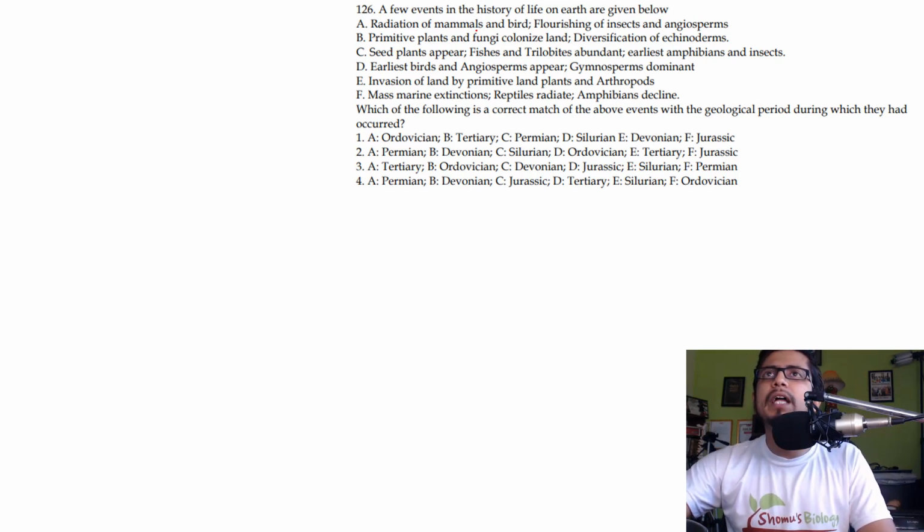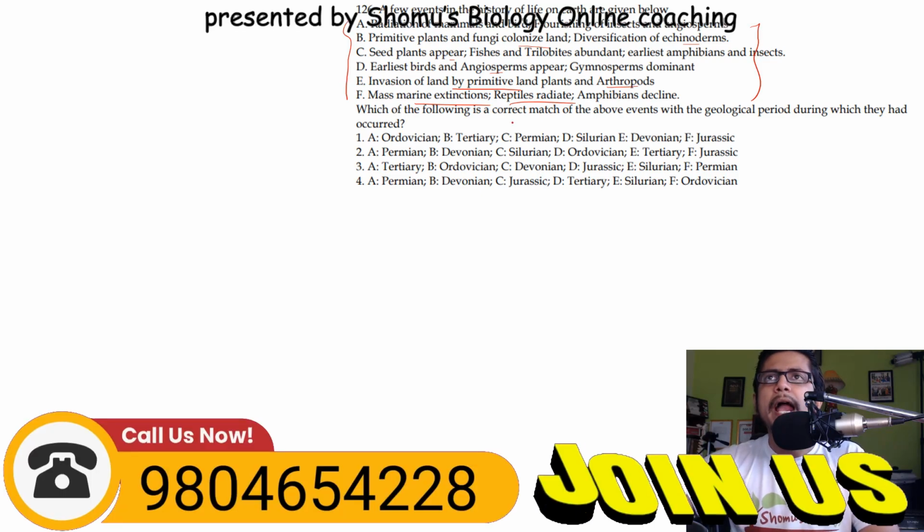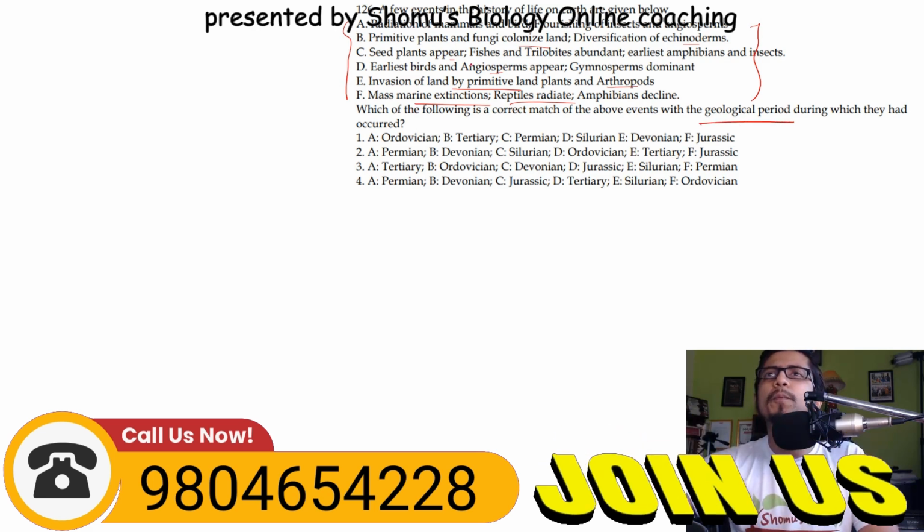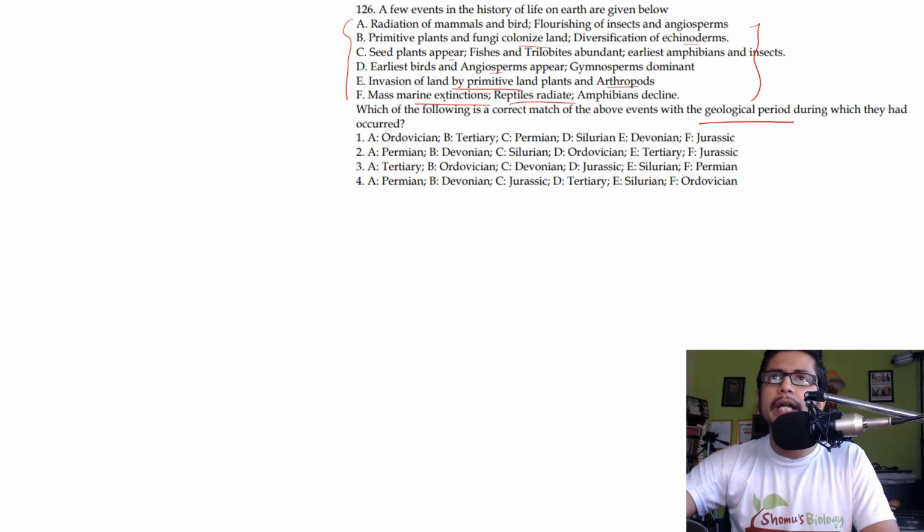A few events in the history of life on earth are given below. A, radiation of mammals and birds, flourishing of insects and angiosperms. B, primitive plants and fungi colonize land, diversification of echinoderms, seed plants appear, earliest birds and angiosperms appear, invasion of land by primitive plants and arthropods, mass marine extinction, reptiles radiate, and so on. So many different situations are provided, and they also provide different time frames during the geological period. So we need to put the different events at the different geological periods.